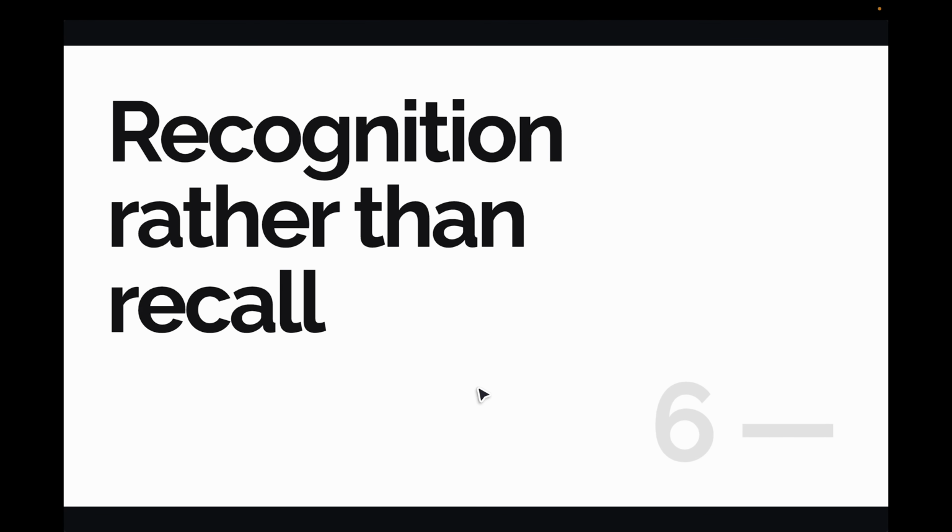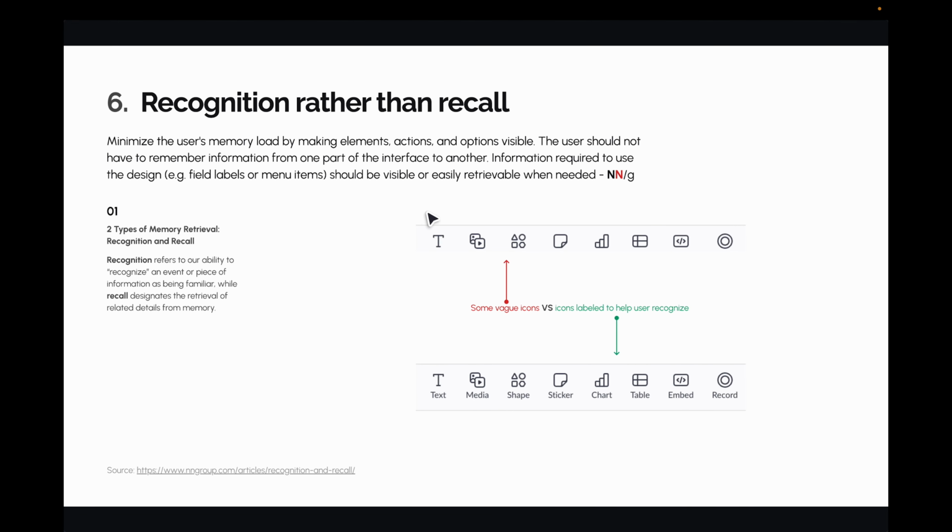Coming back, let's look into recognition rather than recall. So this is one of the things that you also got to make sure of. You've got to minimize the user's memory load by making elements, actions, and options visible. The user should not have to remember information from one part of the interface to another. Information required to use the design, for example the field labels and menu items, should be visible or easily retrievable when needed. So there are two types of memory retrieval. One is called recognition and the other is recall. Recognition refers to our ability to recognize an event or a piece of information, while recall designates the retrieval of related details from the memory.